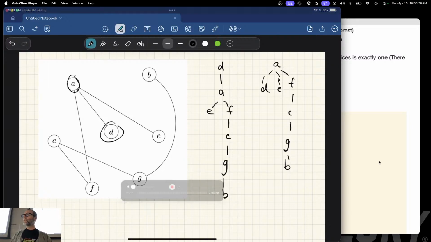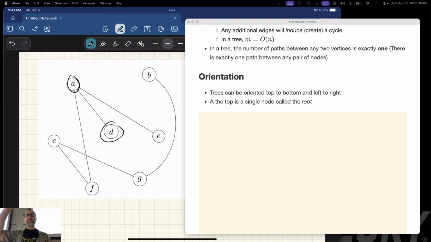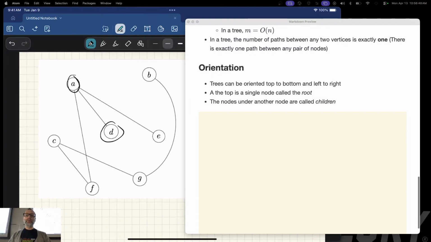So that gives us some additional nomenclature, or additional terminology. At the top is a single node called the root. The root is at the top. In real trees, the root is at the bottom, and it grows upwards. Our trees, the root is going to be at the top, and then they grow downwards. Nodes under a node are called children, just like a family tree. If you've got parents, then directly below them they have their children. And from their children's perspective, you've got a parent node right there.